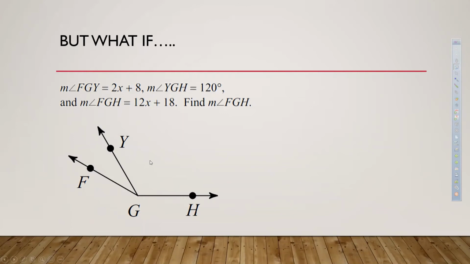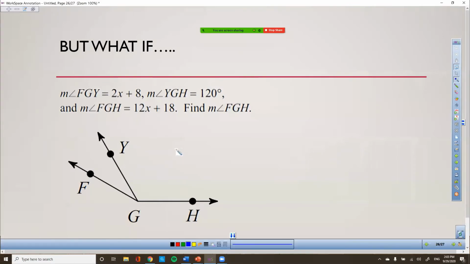In this case, in order for me to do so, I have to still apply the angle addition postulate. I still have to solve for x, but then I have one more step to do. Again, let's go ahead and simplify, make our lives a lot easier. And instead of using all those letters, let's go ahead and number our angles. Let's number angle FGY as 1. So measurement of angle FGY is going to be angle 1.